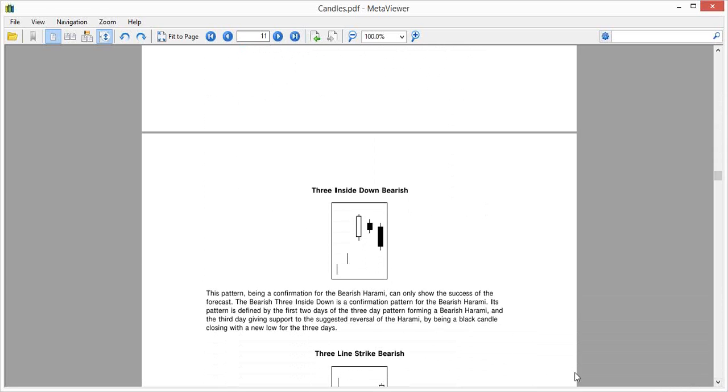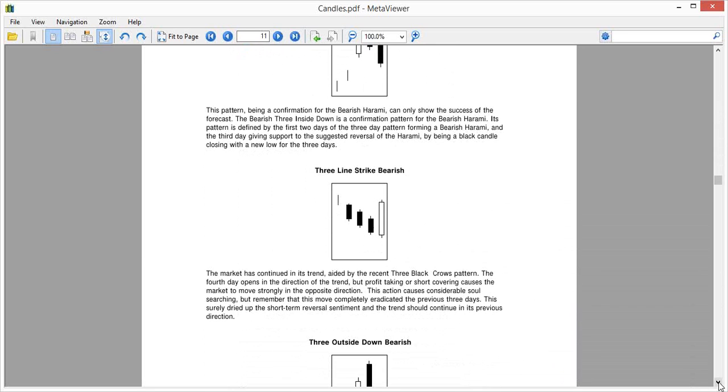Again, a harami consists of a small body that is contained within the preceding large real body. So here it is. It's contained in the previous body of the candle, and that's our harami. So these are the little signs we're looking for in the market to take our trades on the correct side of the market.